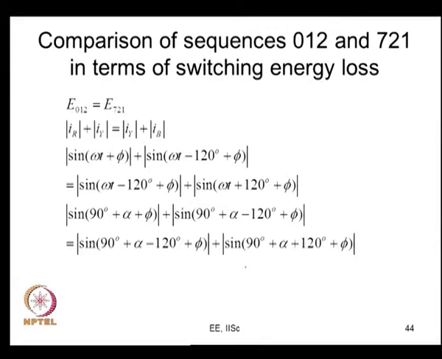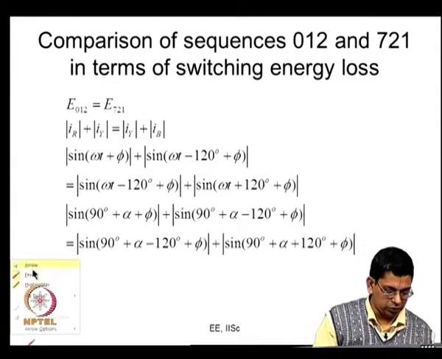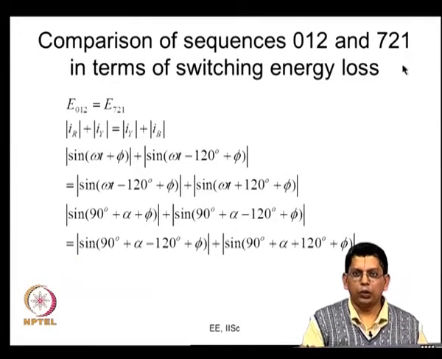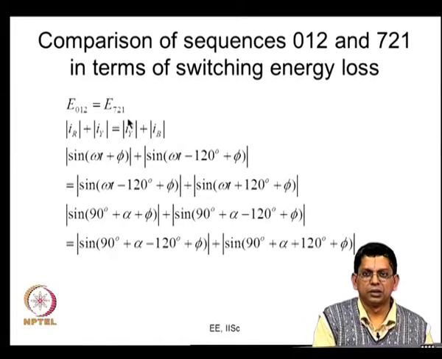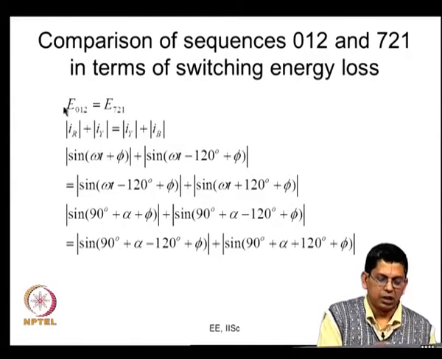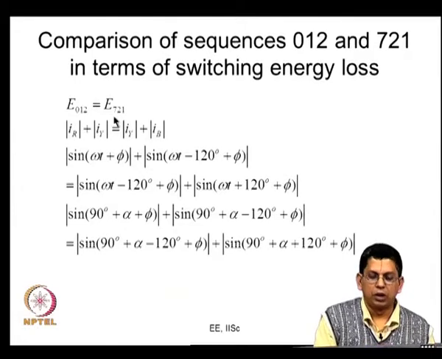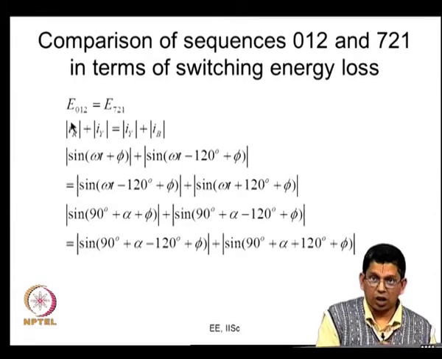Now, if you want to compare two sequences, you can only apply 0, 1, 2 or 2, 7 or 7 to 1, those are the two sequences. Basically, how do you compare? You compare them based on the energy lost. How is the energy lost? The total energy lost in a subcycle with 0, 1, 2 and 7 to 1. How much is the energy lost here? I am talking of normalized energy lost.